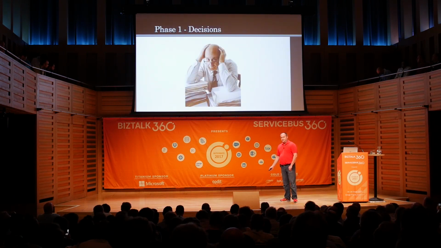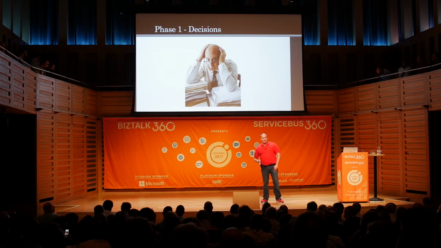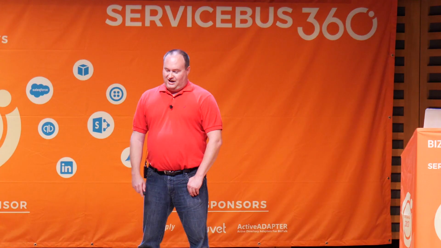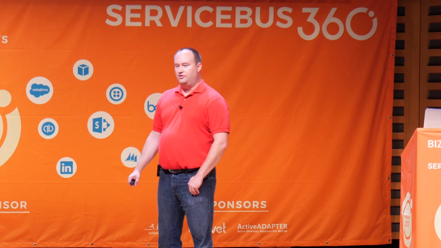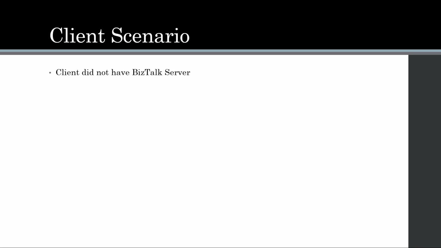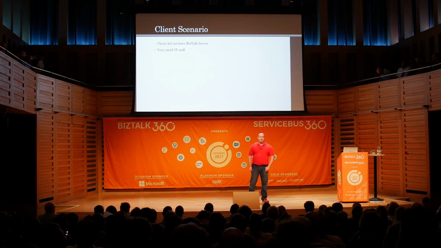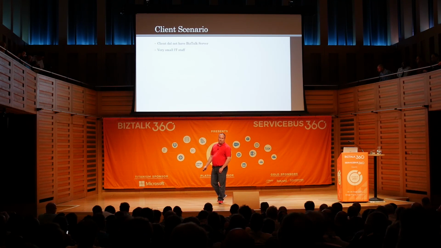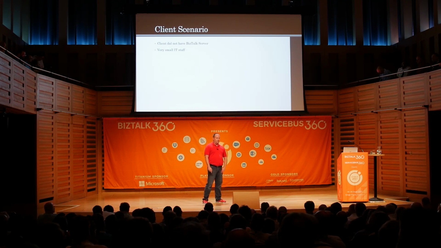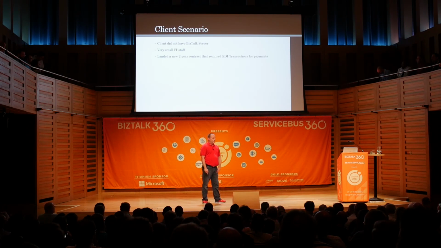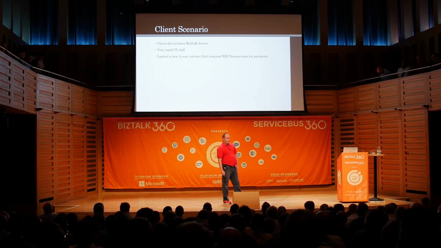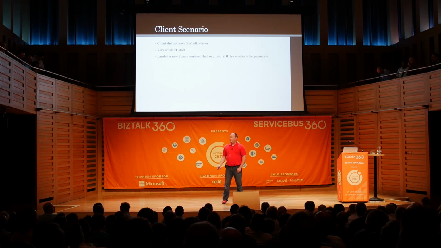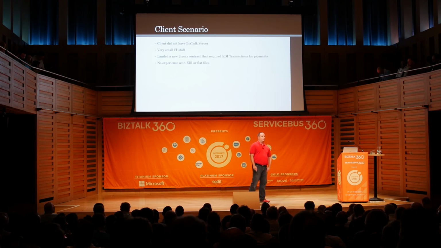So phase 1, decisions. You won't look like this making these kinds of decisions, but anyway, my client scenario: this client currently does not have BizTalk Server running. They have a very small IT staff. In fact, I spent most of my time working directly with the CTO. They only have about 3 additional developer resources on top of that. One of them was a contractor who has now already left, so they're a really small IT shop. They landed a new 2-year contract where they were required to send EDI transactions in order to get paid for the work that they were doing for this vendor. They had no experience with EDI files or working with flat file data.